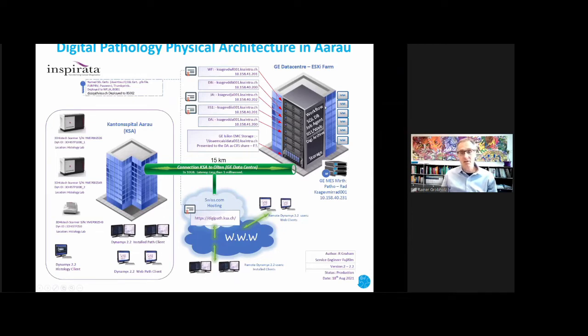So that is the setup we have in Aarau right now. All our servers, six in all, are located in Olten, which is about 15 kilometers from Aarau. For this, we have two times 10 gigabit dedicated line that gives us a latency of less than 1 millisecond. So we can really work properly with all our scanners and all our workstations to get a smooth workflow.